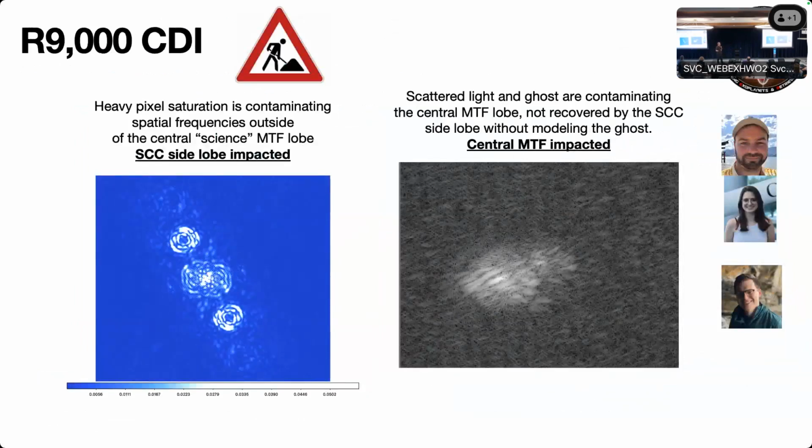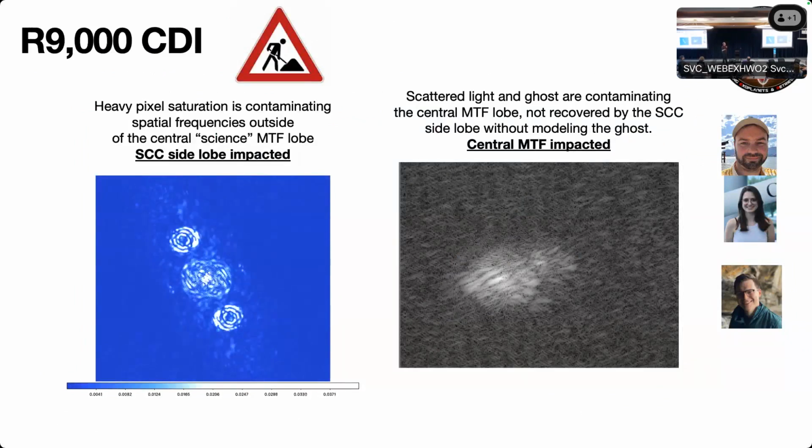We tried CDI, it does not work. It was working at a factor of 30 to 40 at very low contrast, but at high contrast, everything starts to fail. We have saturated pixels, they mess around, we try to mask, it does not work. All these extra ghosts and interference messed up our side lobe reconstruction, and they contaminate the central MTF. CDI does not work. Again, we were extremely surprised.